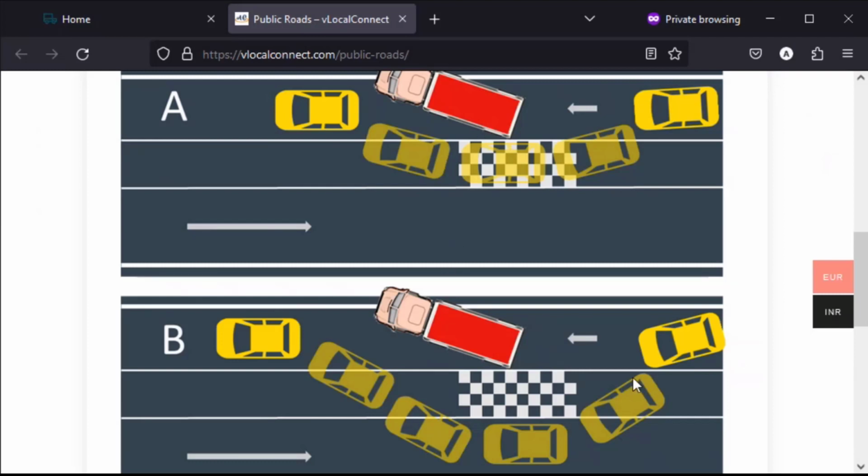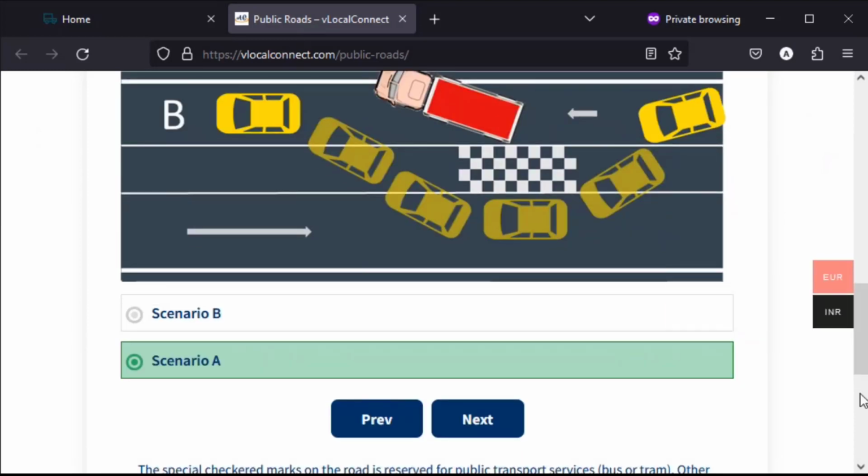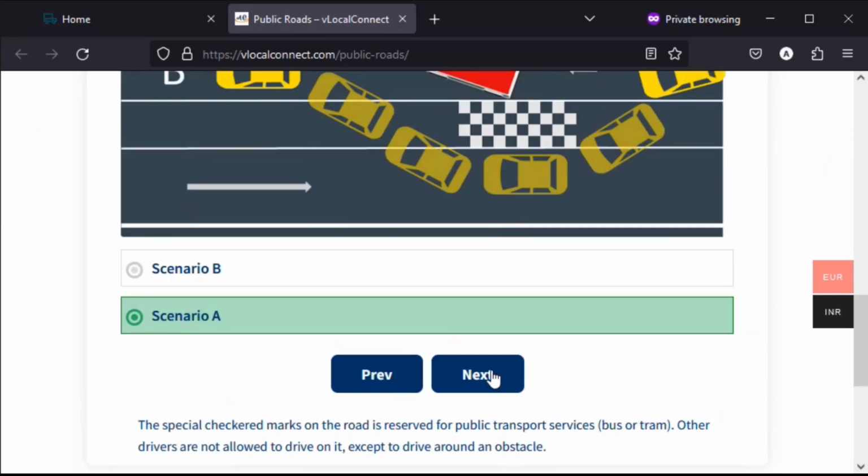And option B is not really driving on the checkered markers, but going to the other side of the road and then driving back. So the correct answer is option A. And let's click scenario A, and that's the right answer. And we have the explanation here. Let's move on.